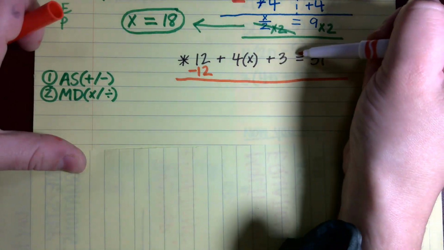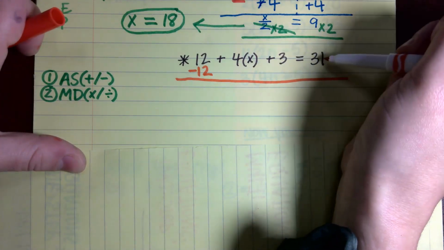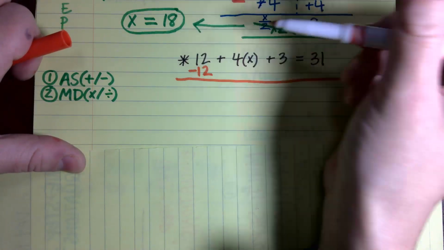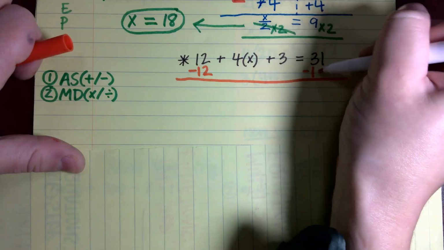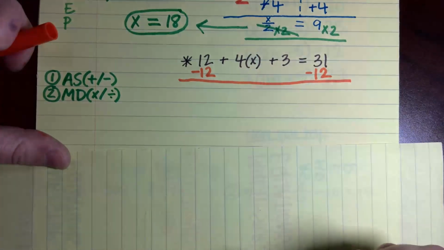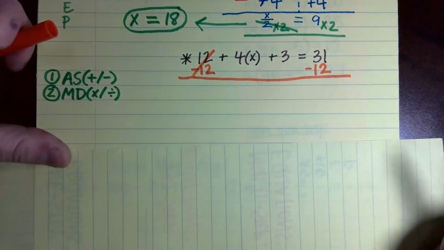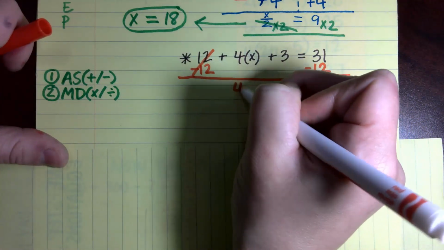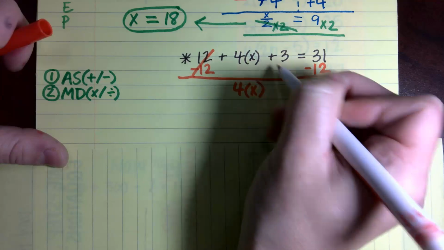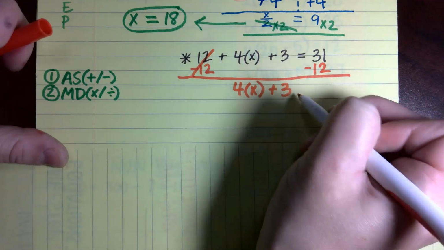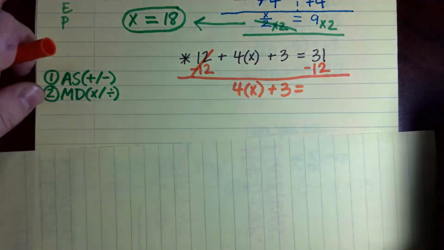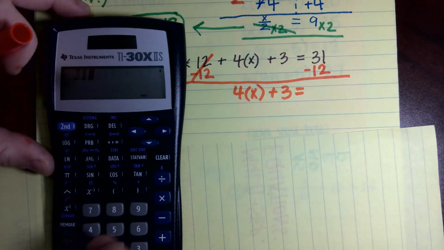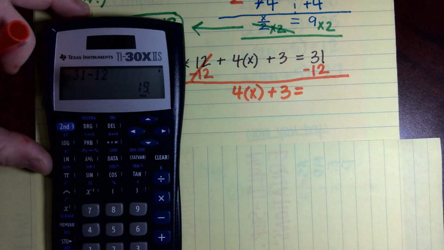31. Good. Remember, our equal sign tells us where to go to keep it equal, okay? So if we do minus 12 on this side of the equal sign, we have to do minus 12 on the other side under 31. So my 12s are going to cancel. And we can start bringing things down if we want. I've got 4 times x plus 3 equals, what is 31 minus 12? It sure is, it's 19.